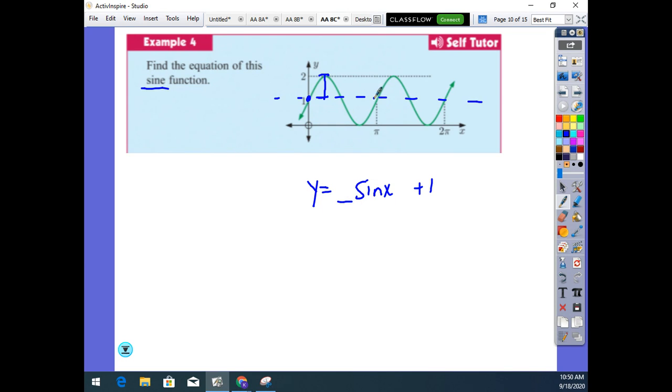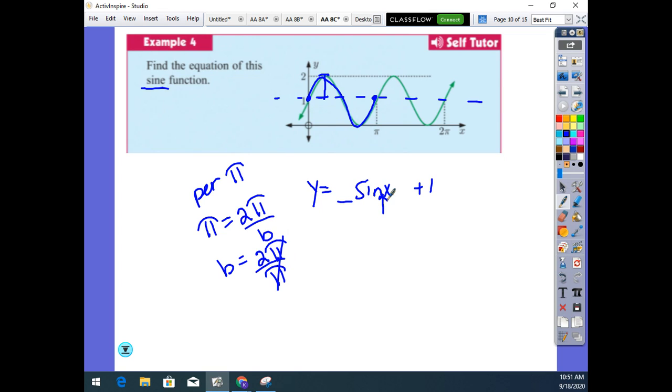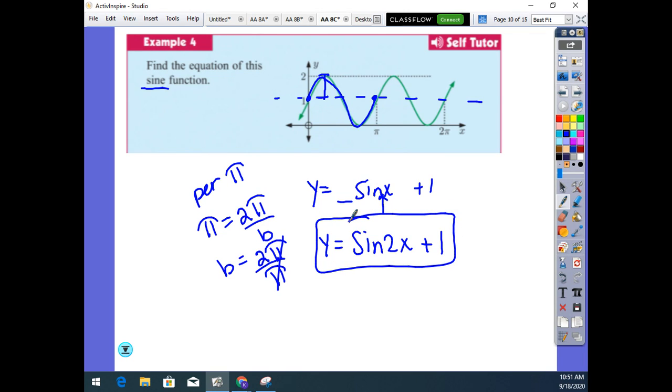And I complete my first cycle when I get to pi. That means my period is pi. So that means pi equals 2 pi over b, or b equals 2 pi over pi, which is 2. So remember, that's where our b value goes, next to, it's our coefficient of x. I do not put parentheses around the +1 because this is my vertical shift. It's shifting the y. And this is your final answer.